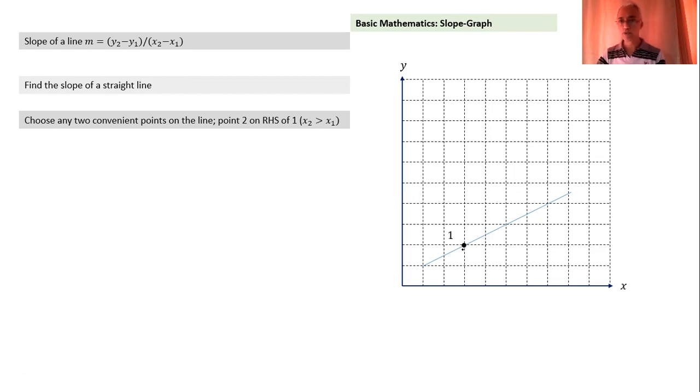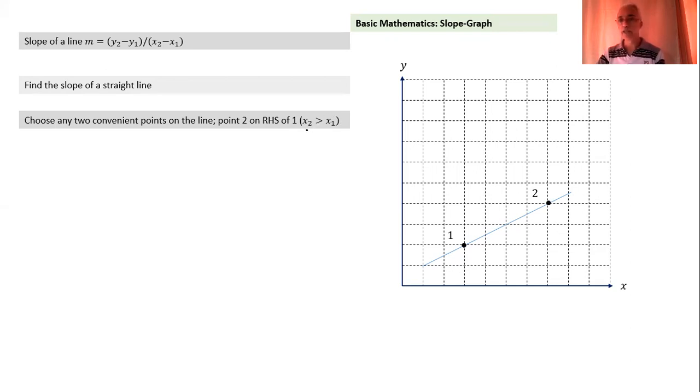So which are the points I have chosen? I choose this as point 1, and I have chosen this point as 2. One more thing I have done here: whichever 2 points I have chosen, the one which is on the right hand side, or which has the higher x coordinate, is numbered as 2. So I have chosen x2 greater than x1. Though it is not necessary, it is convenient.